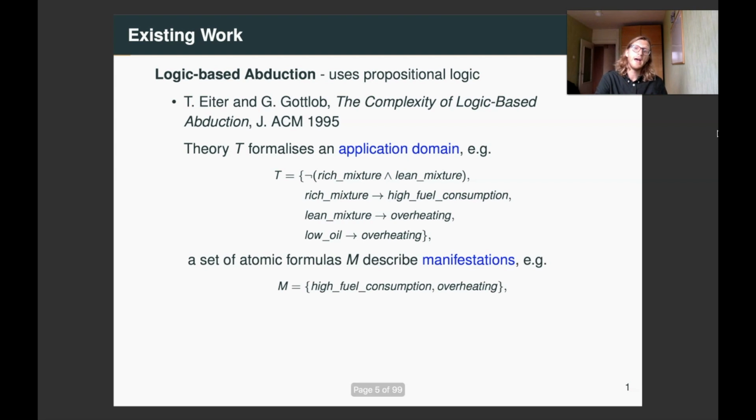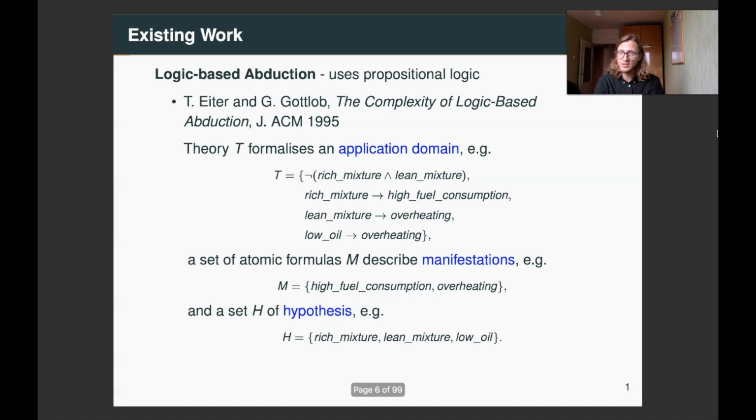Then a set of atomic formulas describe manifestations, that is, observations that we want to explain. So in this case, we have observed high fuel consumption and overheating. And the third component is a set of hypotheses. In this case, rich mixture, lean mixture, and low oil. This is the set of hypotheses, part of which forms an explanation.